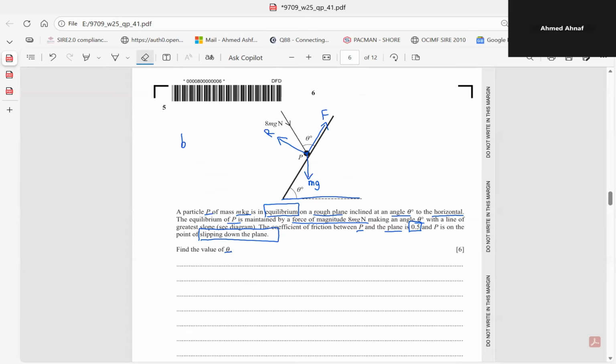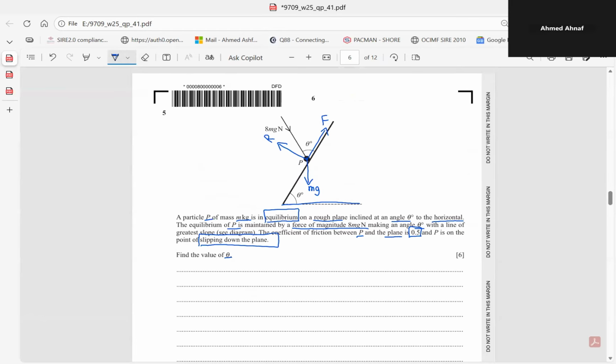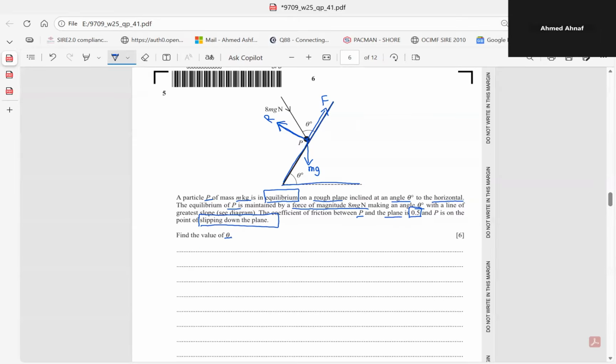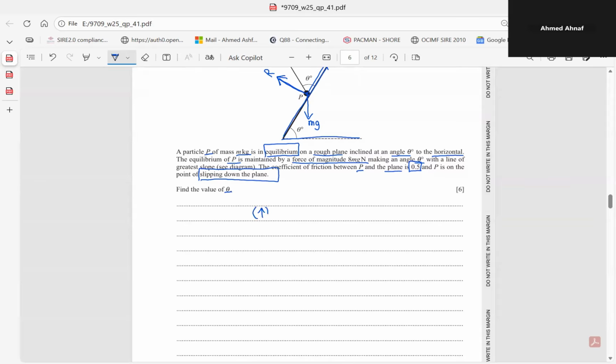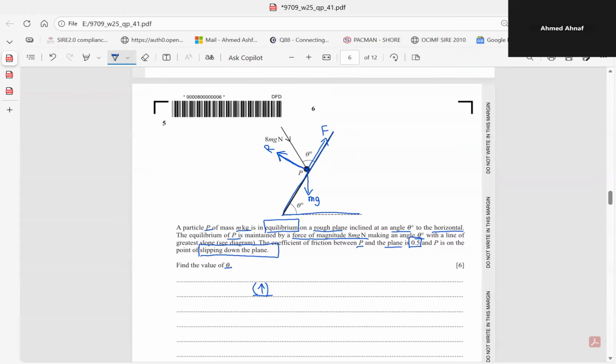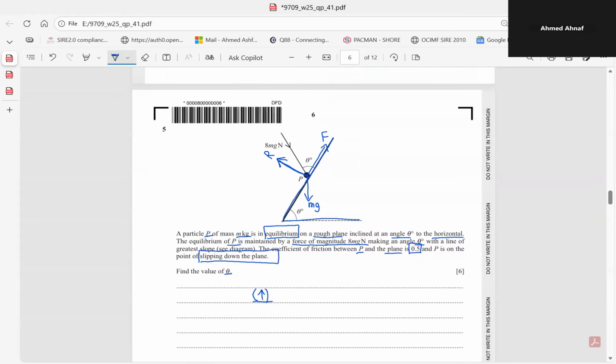By the way, the identity is probably for tangent theta, but okay, whatever. So we're going to take the vertical force relative to the orientation of R and the slope. Okay, so vertical force, the component. Let's take the upward components first. So upward component is just R.